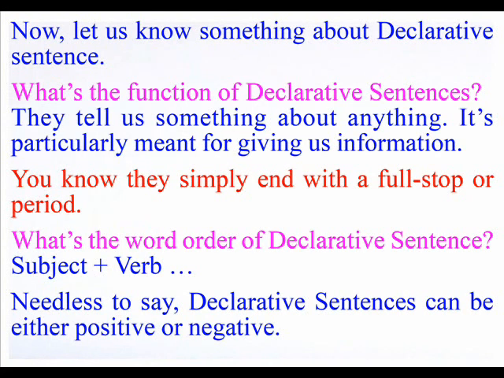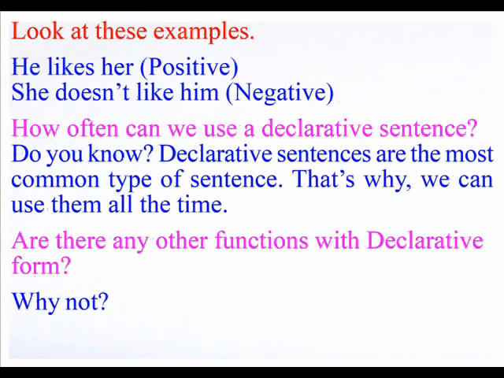Needless to say, declarative sentences can be either positive or negative. Look at these examples. He likes her. Positive. She doesn't like him. Negative. How often can we use a declarative sentence? Do you know? Declarative sentences are the most common type of sentence. That's why we can use them all the time.